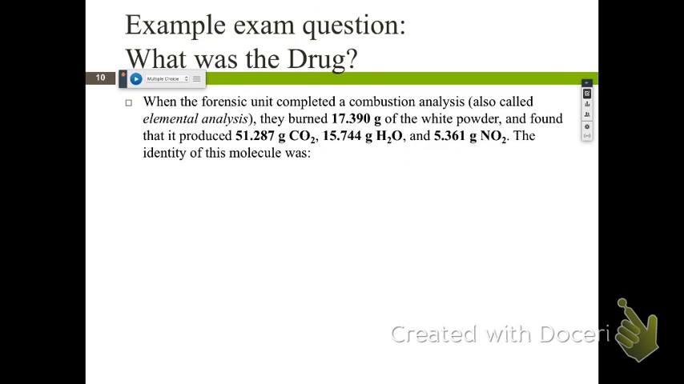And then here's another example of one you could do. This is going to be the more challenging version of that because you have to find how much of each element you have first. That's like the homework.